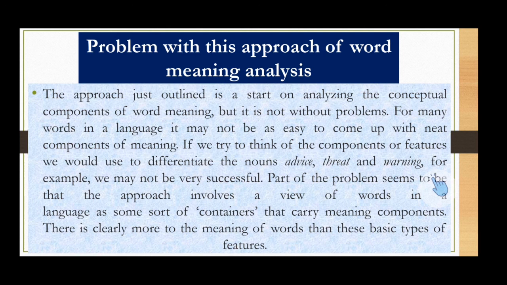So we cannot know the meaning of all words through semantic features. Some of the meanings of words we can know through semantic features, but not all meanings of words, because there will be problems. We cannot differentiate advice, threat, and warning through the approach of semantic features. Part of the problem seems to be that the approach involves a view of words in a language as some sort of container that carries meaning components.